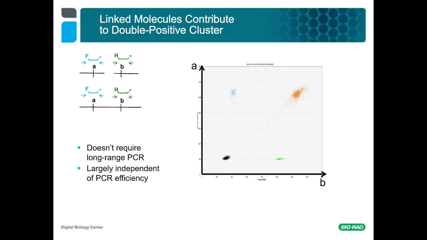Before moving on, I'd like to mention that ddPCR phasing does not require long-range PCR, which can be technically challenging. Instead, it relies on two distinct small amplicon-sized PCR reactions, which only need to be efficient enough to distinguish positive from negative droplets after 40 cycles of thermocycling.